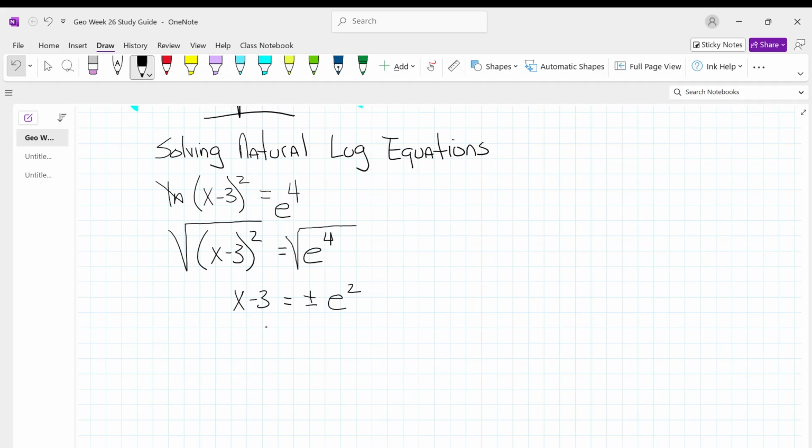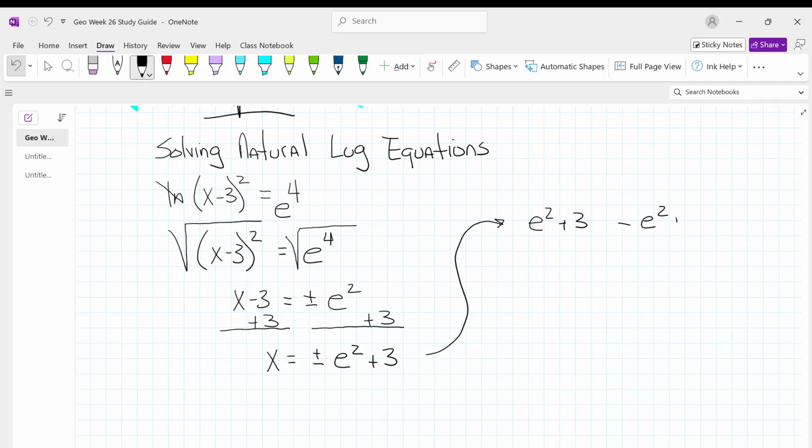And now we're going to add 3 to each side. So we get an x that's equal to positive or negative e squared plus 3. Now, the way that you finish this is you take positive e squared and you add 3, and then the opposite of e squared and you add 3. So you're going to get 2 values here.